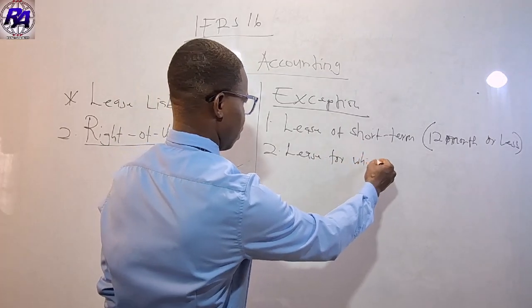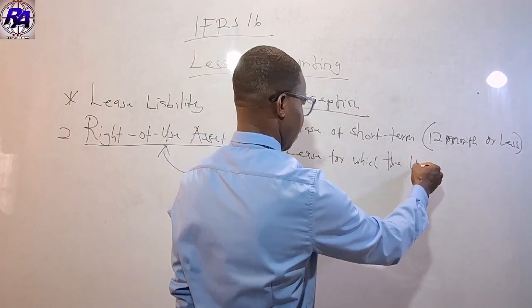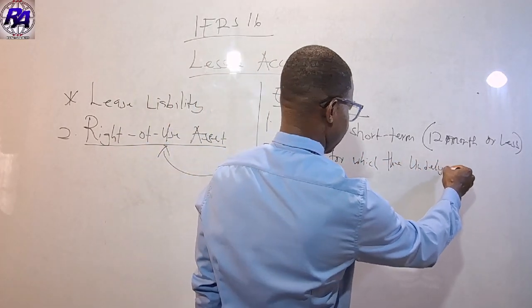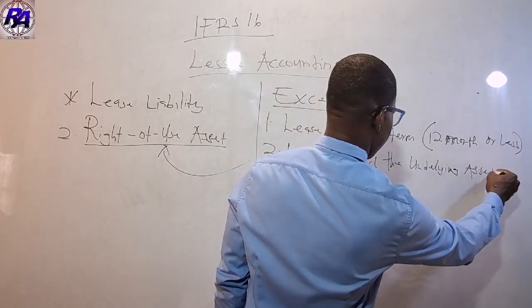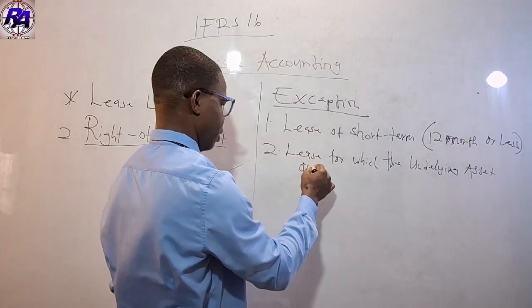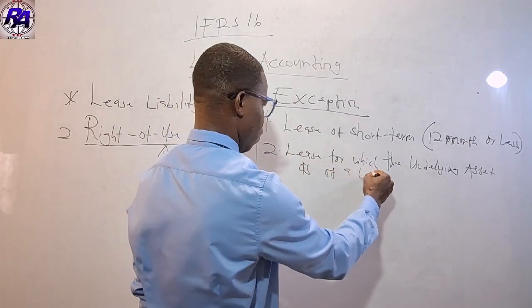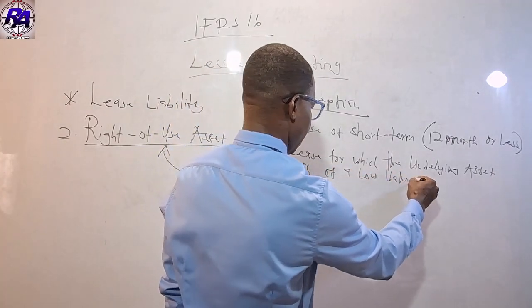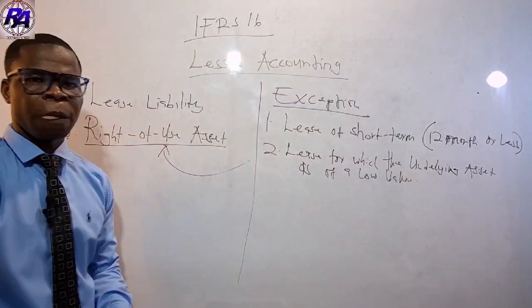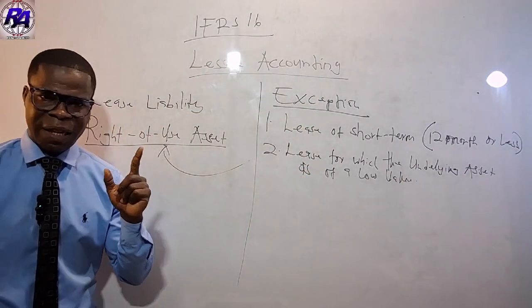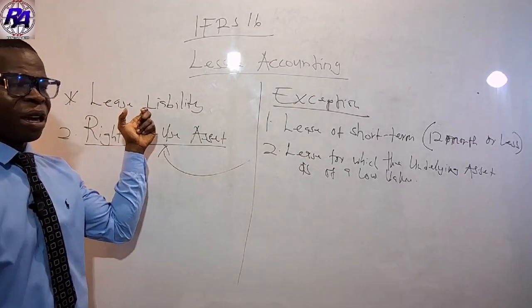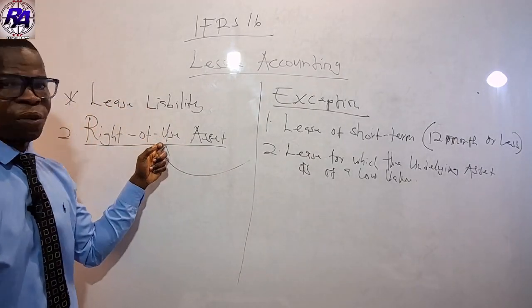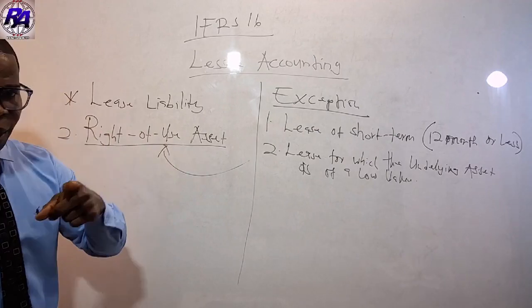Or the lease for which the underlying asset is of a low value. So we are saying that under normal circumstances, when there is a lease contract, the lessee must recognize a lease liability and a right of use asset. But there is an exception.